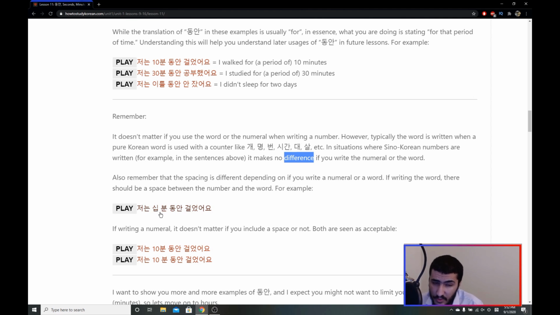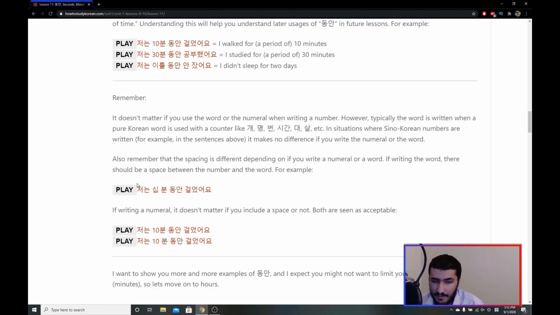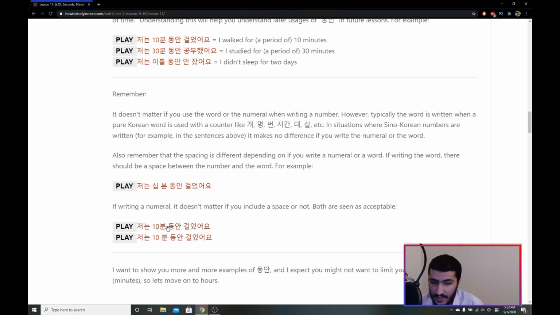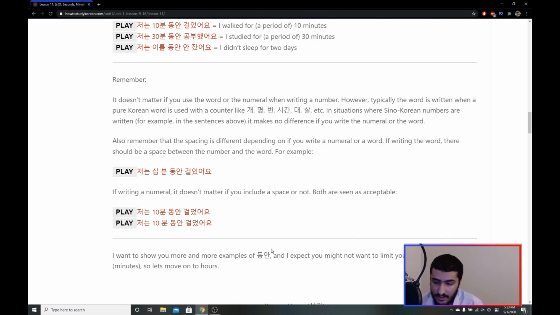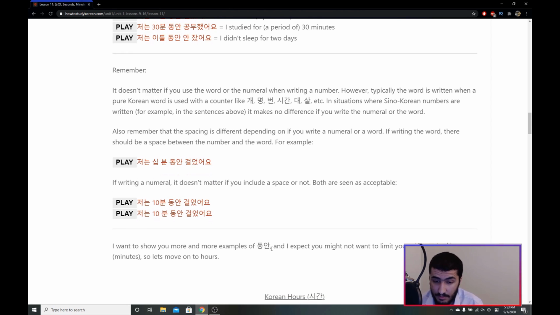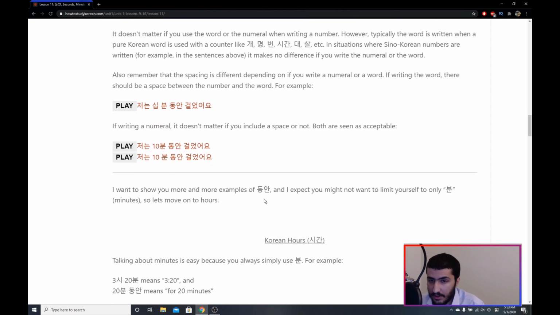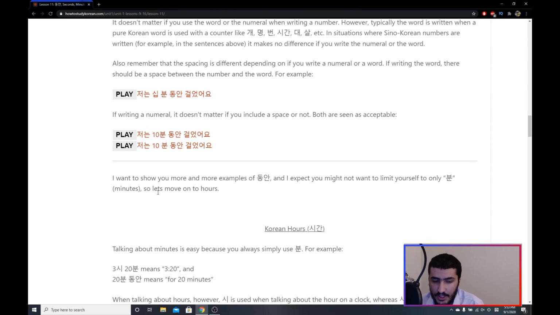This feels a little bit weird to me. Also remember the spacing is different depending on if you write a numeral or a word. If you're writing the word, there should be a space. 저는 10분 동안 걸었어요. He says this is fine. I don't think I ever seen this before. I always see it as 10, like the numeral, but he's probably right. I'm probably just haven't experienced it. He's lived in Korea, I haven't. He probably knows more than I do.